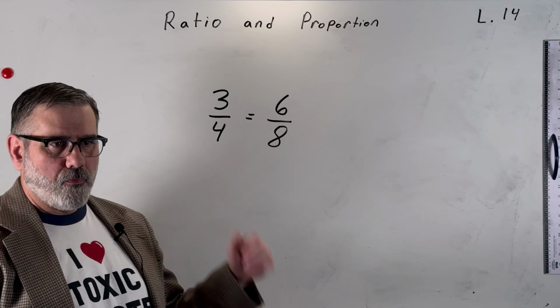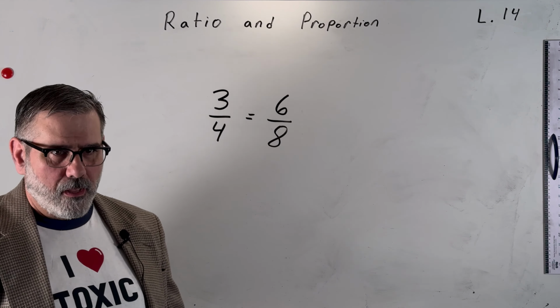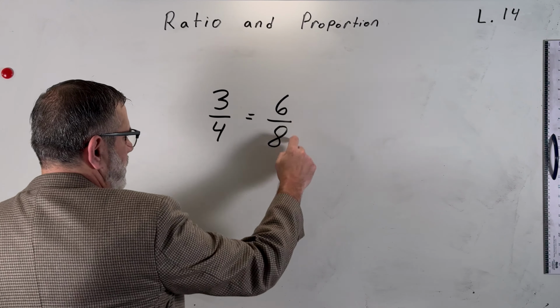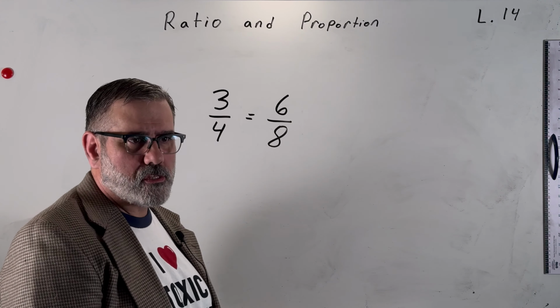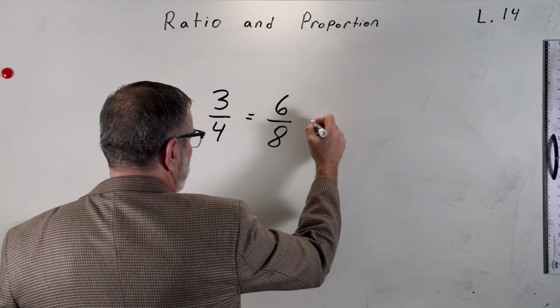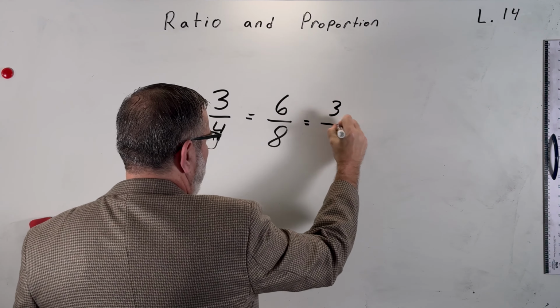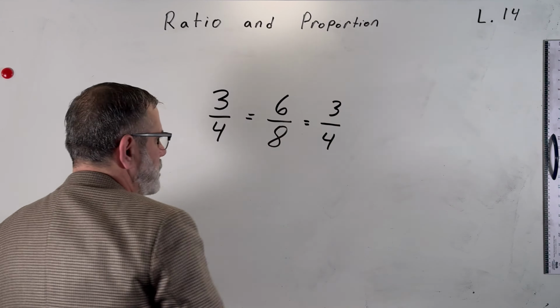So we divide both the numerator and denominator by the greatest common divisor, and you will have a reduced ratio. So 6 and 8 both have a greatest common divisor of 2. So I can divide by that. 6 divided by 2 is 3, and 8 divided by 2 is 4, and so you see that they are in fact the same.